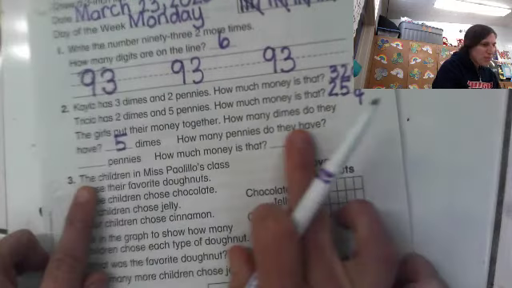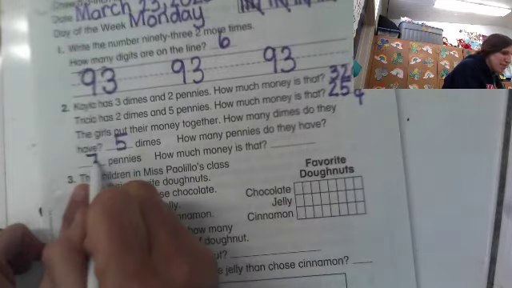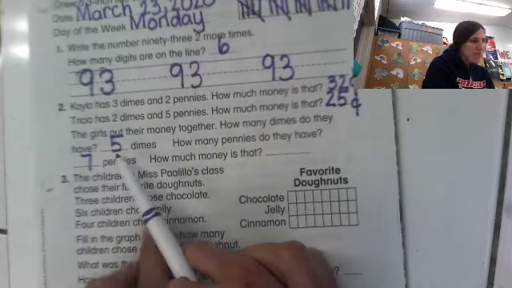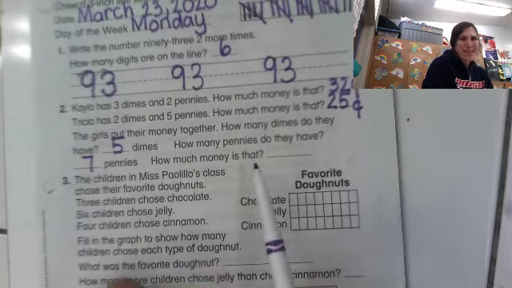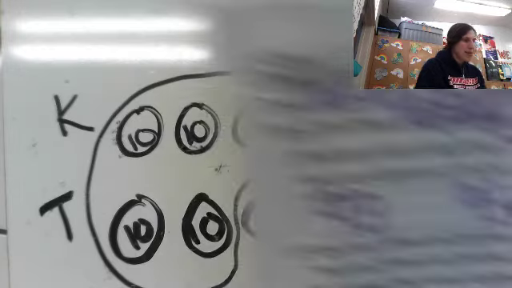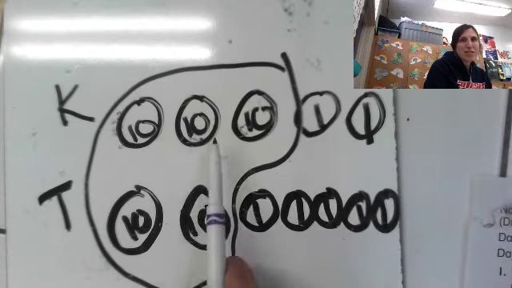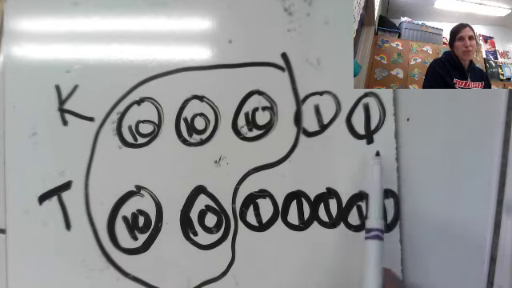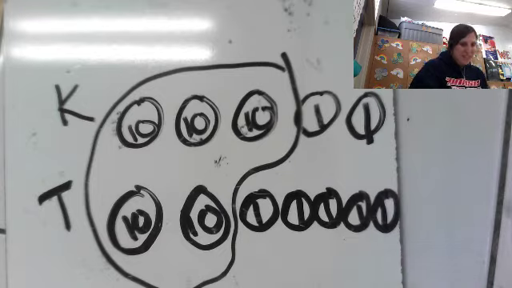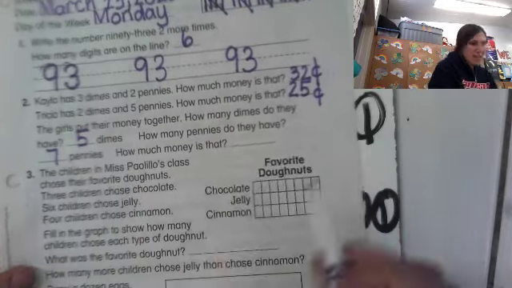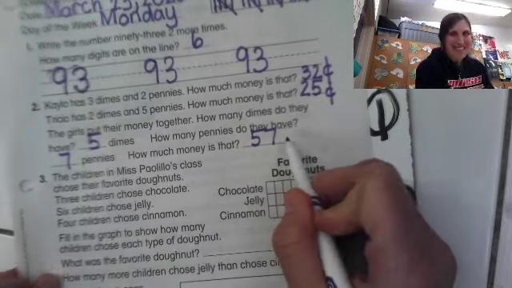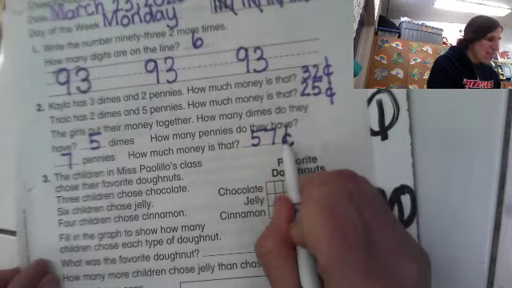So how many pennies do they have? They have 7 pennies. So how much money is that? 5 dimes and 7 pennies. Well, let's take a look. Ready? 10, 20, 30, 40, 50, 51, 52, 53, 54, 55, 56, 57. 5 dimes and 7 pennies equals, what did you say? That's right, 57 cents. Don't forget your cent sign.